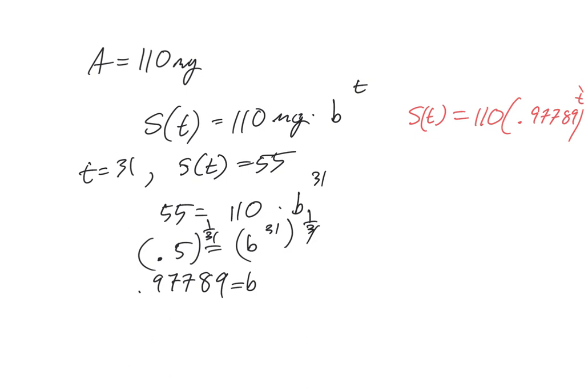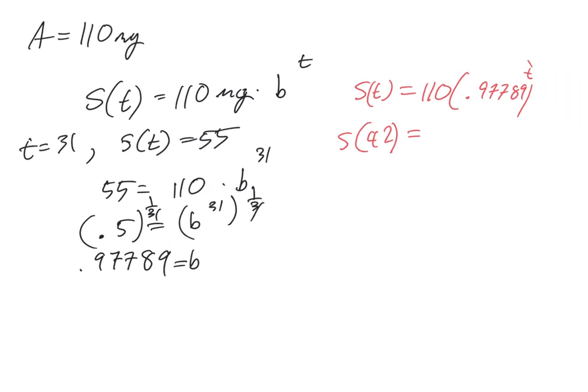Second half of the question says, how many milligrams will remain after 42 hours? So I want to find S of 42. Plug 42 into that, and you can crank that out on a calculator pretty quick. Where it gets more challenging, like the next step of this equation, would be when it asks, when will it be, so T equals unknown, when are there 5 milligrams remaining? So now I'll have 5 milligrams equals 110 times 0.97789 to the T.